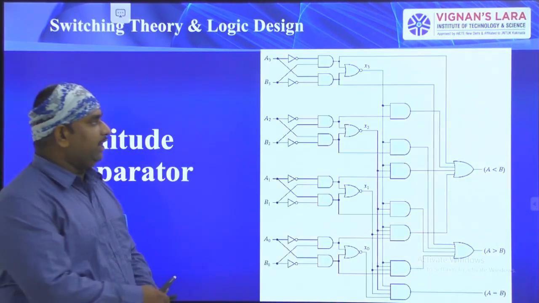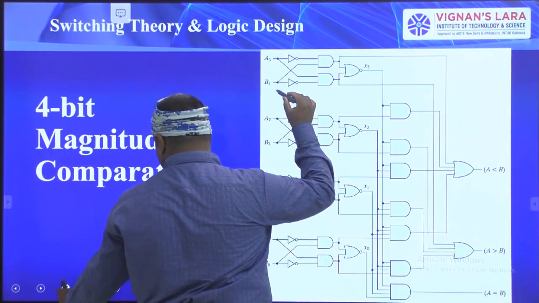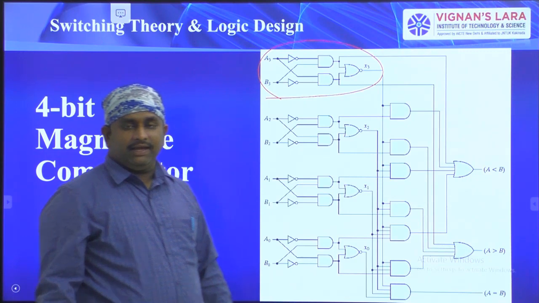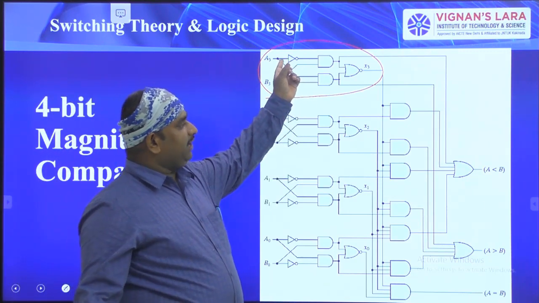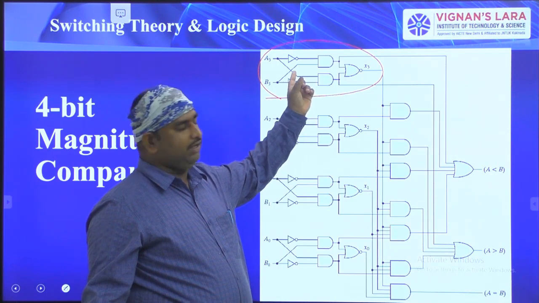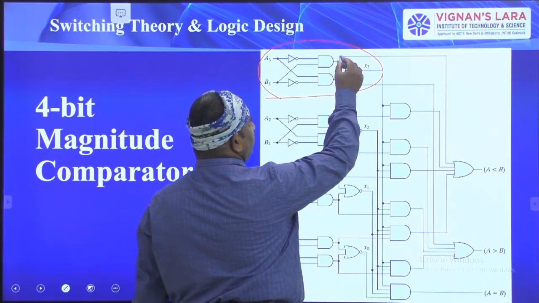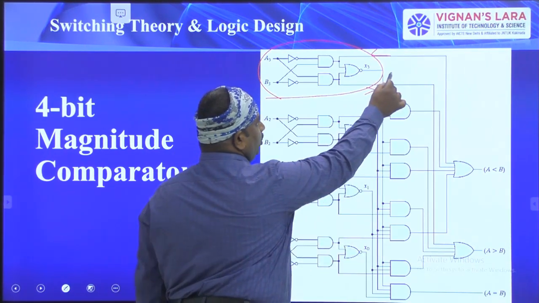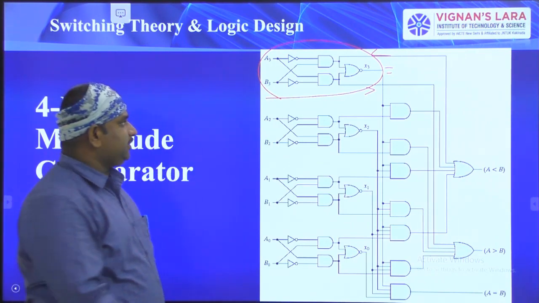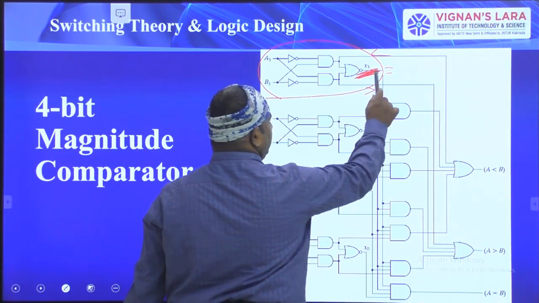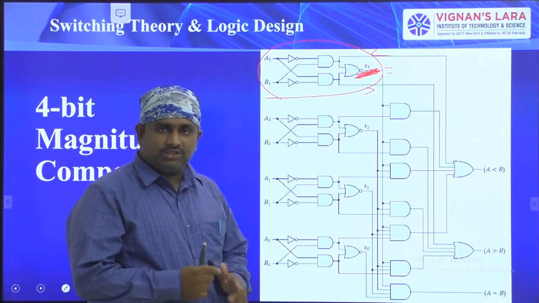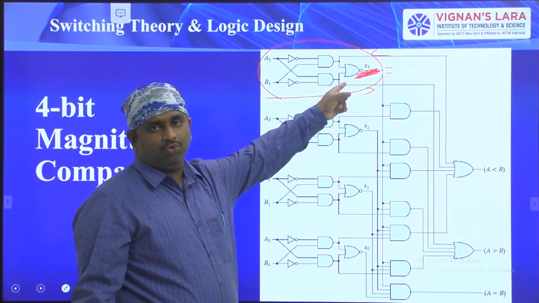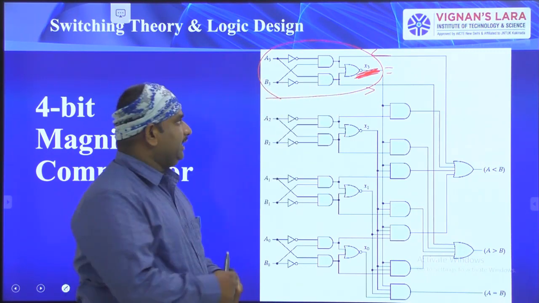So here, first I am comparing the A3, B3 bits. If A3 and B3 give the result either a less than operation or a greater than operation, and this is the equal to operation, where I am representing X3 here. If X3 is equal to 1, the meaning of this is A3 is equal to B3.